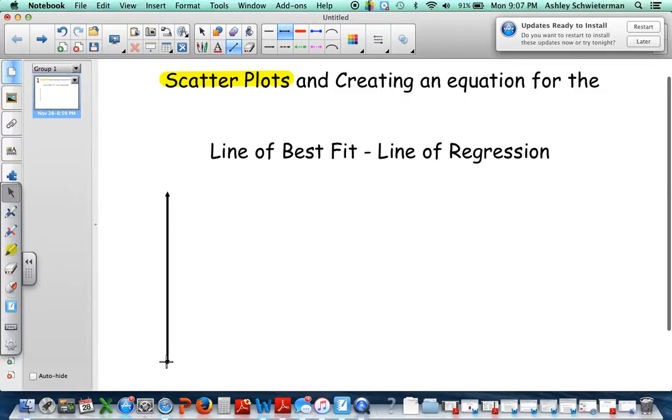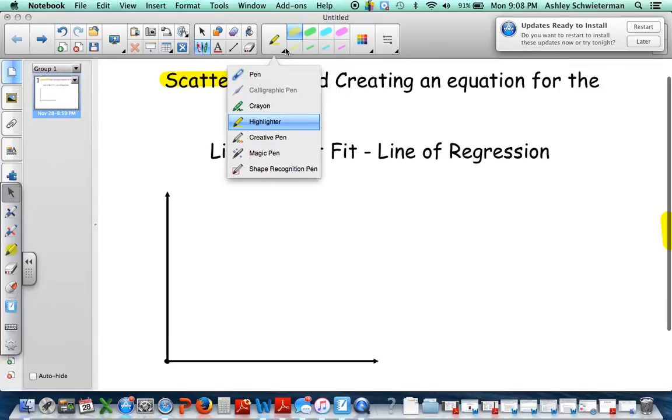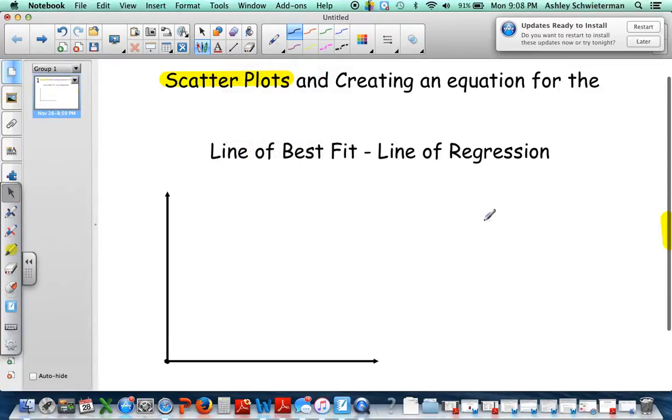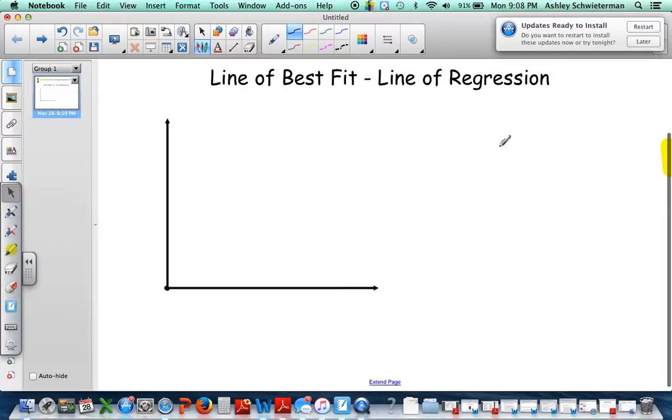So, last year when we did this, we did arm span and your height. And we noticed that the taller the person got, obviously the longer their arm span is. That is a positive correlation. And we'll discuss those in a second, but I'm going to give you an example of a scatter plot first.